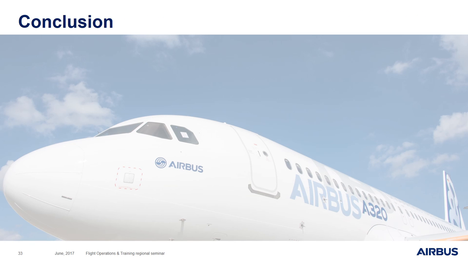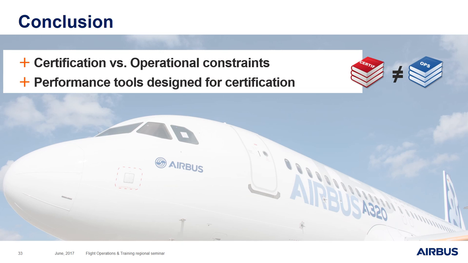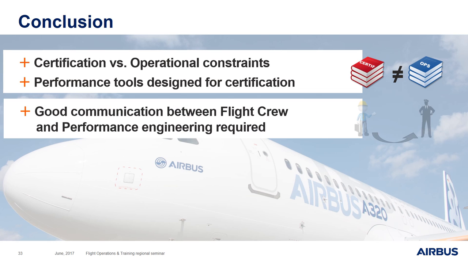To conclude, the objective of this presentation was to remind you the differences between the certification and the operational world of go-around performance, and to highlight the fact that our performance software was mainly designed to check the certification constraints. Today, the good check of go-around performance requires performance engineering offices and airlines to determine the go-around data to be used in FlySmart and to communicate this information to the flight crew.